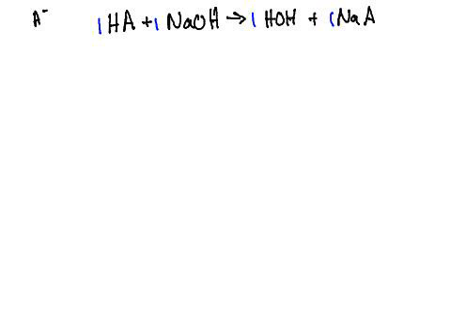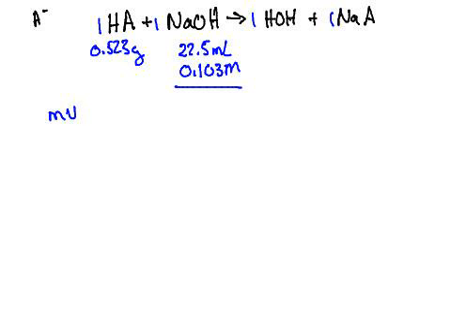So what do we know? We've got 0.523 grams of our acid, and that's going to go in the top of our molar mass calculation. And for the base, we've got 22.5 milliliters, and its concentration is 0.103 molar. I see a molarity and a volume. I'm going to turn that into millimoles, so we just multiply M times V. So 0.103 times 22.5 gives me 2.32 millimoles of NaOH.